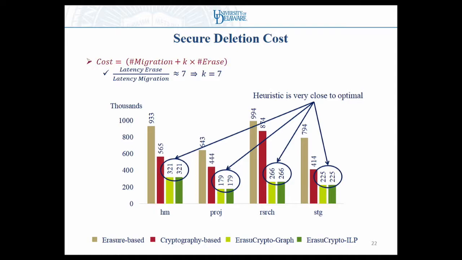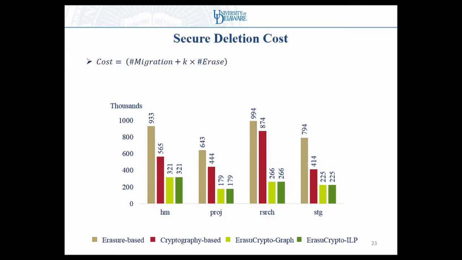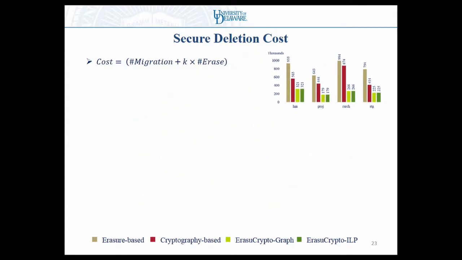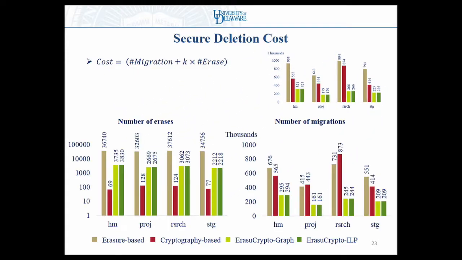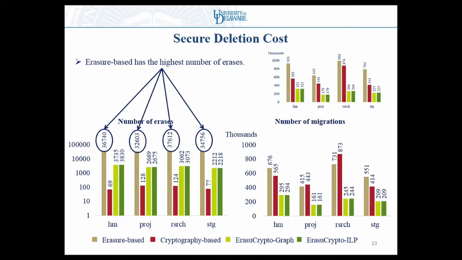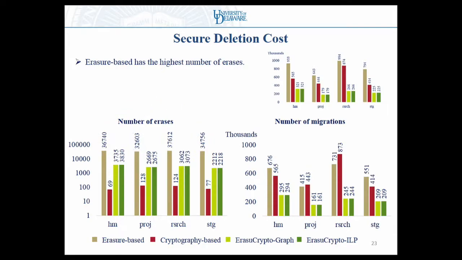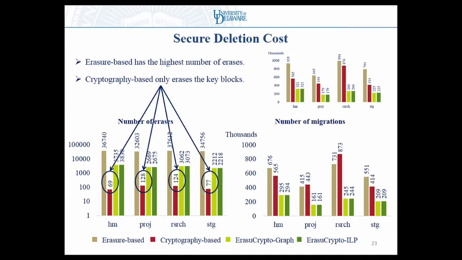This cost actually can be translated into migration and erase. And let's see what happened in the result of migration and erase. I provided these two graphs for you. As you can see, erasure-based always has the worst number of erases because it just erases the blocks. And then we have the cryptography-based, which has the lowest number of erases because it only erases the key blocks. It doesn't need to erase the valid pages or invalid pages.